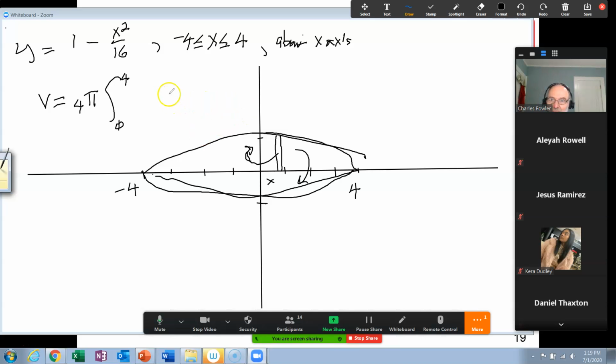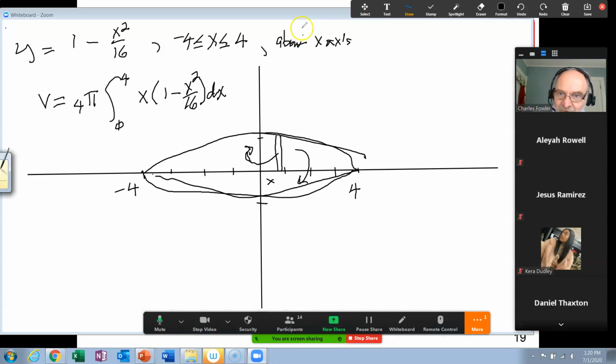Okay? Now, your radius is x, and your height is 1 minus x squared over 16. And then you're multiplying that by your thickness, dx. There's your 3 dimensions. The circumference, the height, and the thickness. Okay? Multiply them together. The reason we double is to get the bottom half of that pontoon. Just going from 0 up to the top gives you the top half of the pontoon. The doubling gives you the bottom.